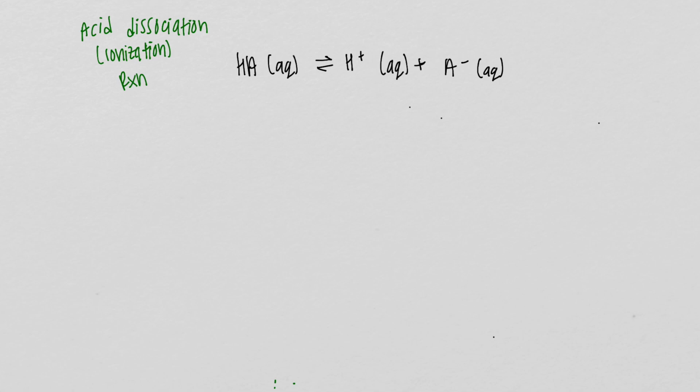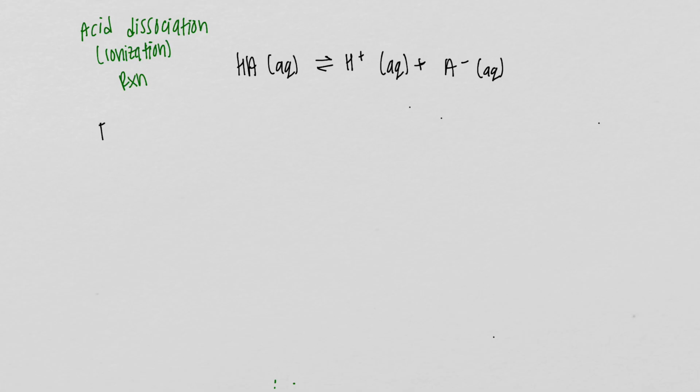So let's do some examples. Today you're just going to be identifying the acid, the base, the conjugate acid, the conjugate base, and writing these acid dissociation reactions based on the chemical or compound that you're given.